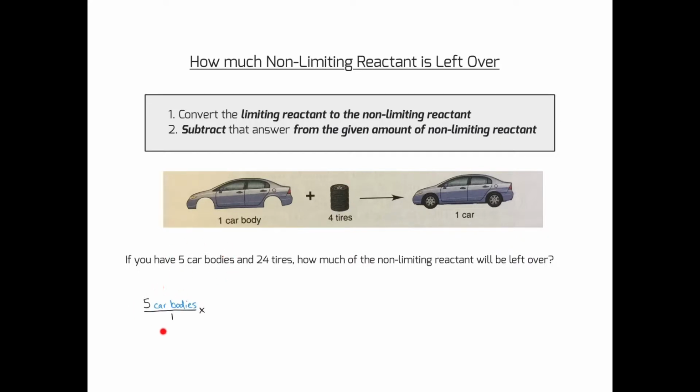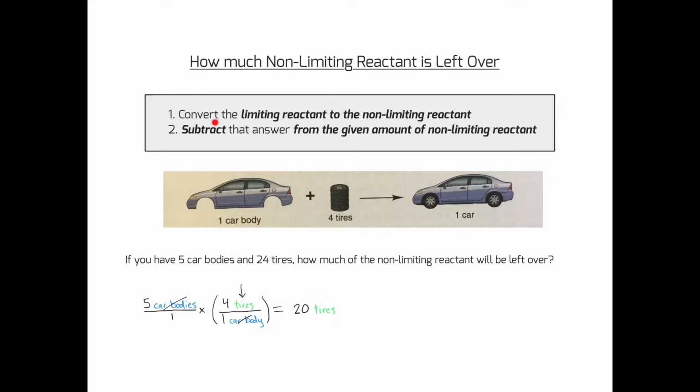So we start with our 5 car bodies, and looking at our equation, we see that for every 1 car body, we have 4 tires. So we have 4 tires for every 1 car body, and we set it up so our car body is on bottom, so it can cancel with our car bodies on top. So these cancel, and we're left with tires. So we multiply 5 times 4 and divide by 1, and what we get is 20 tires. So this tells us that 5 car bodies uses 20 tires.